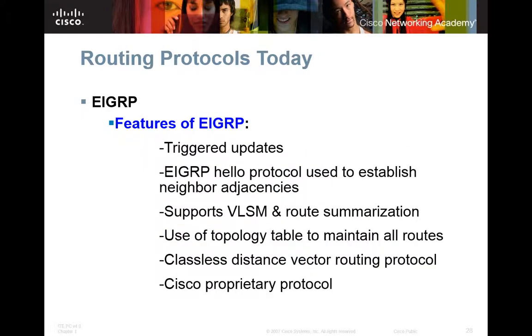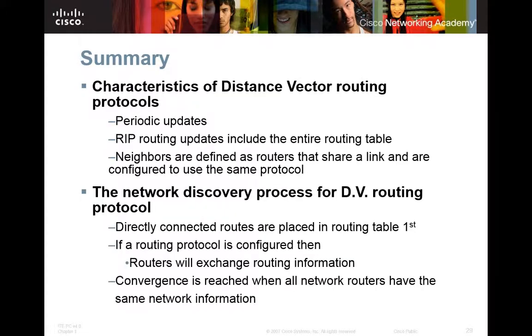Features of EIGRP. Basically the same thing. Does route summarization because it can use VLSM. None of the other ones could, remember. RIP version 2 could. But if you're going to be subnetting with VLSM, use EIGRP. Unless it's a small network, then use RIP version 2.